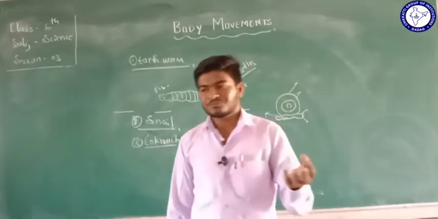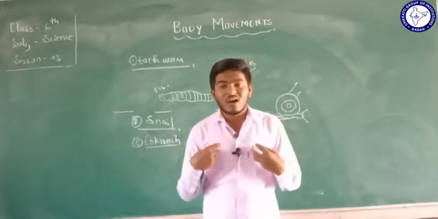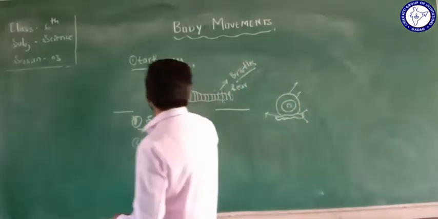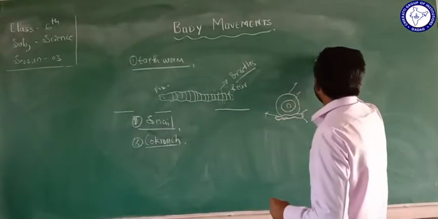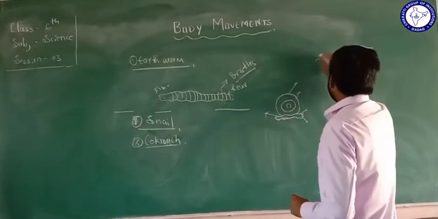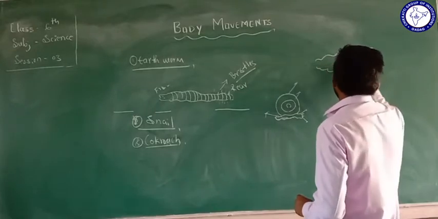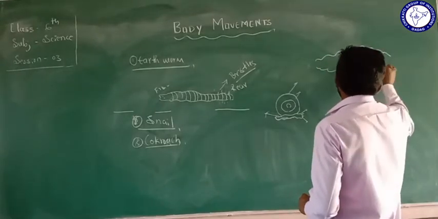See here. On the body of the cockroach, we are going to see different types of plates. The plate-like structures are present. If you look at the cockroach body, it is just like this.